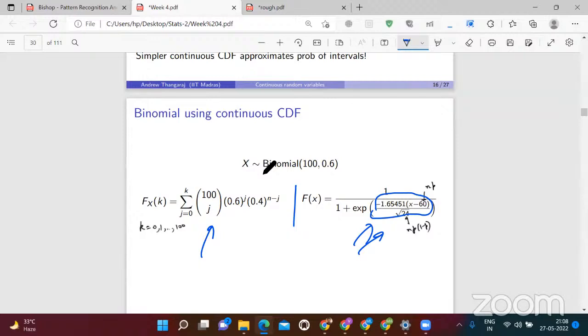But this 1.65451, from where this is coming, this is not clear. And why is it like that? The bracket part is clear. Okay, so I guess maybe this is CDF, right? So CDF, okay, 1.6. I don't know from where he's getting it. Okay, this is the variance.